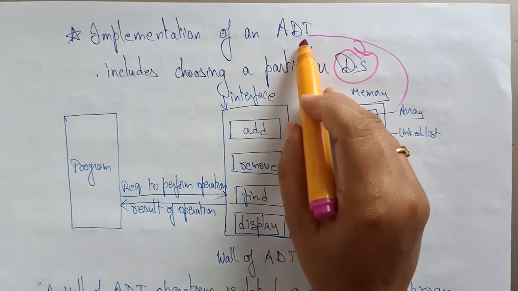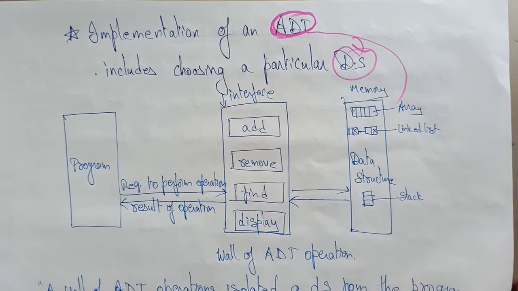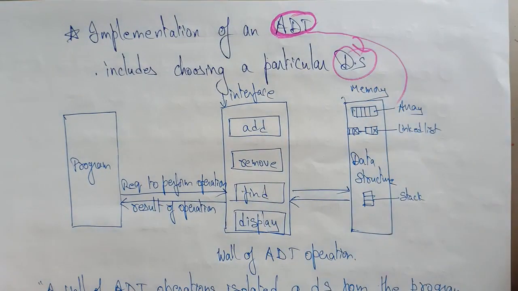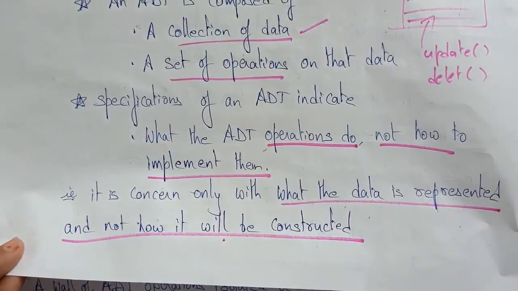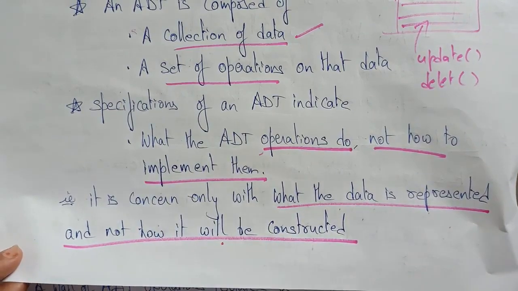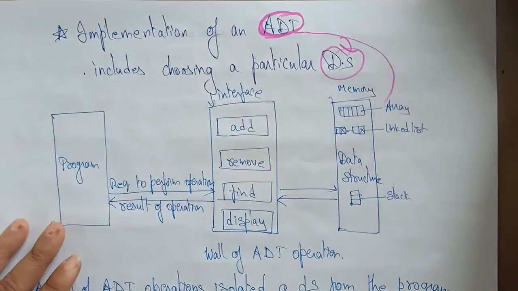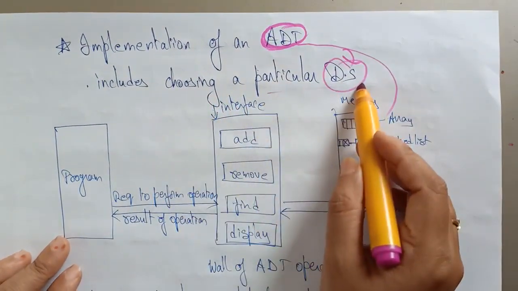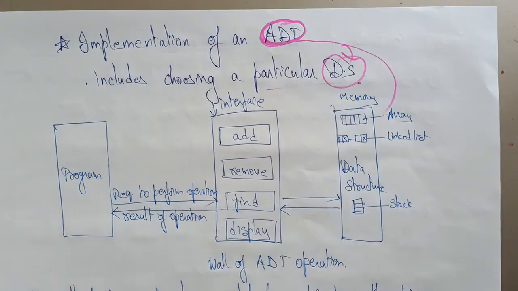So for the implementation of an abstract data type, choosing means, here what I am saying is that the abstract data type can only represent, it can't implement. Suppose you want to work on the implementation of the abstract data types, then it has to choose a particular data structure's help. Without choosing a particular data structure, the abstract data types cannot be implemented. It cannot be constructed. Only with the help of the data structures can the abstract data types be constructed.